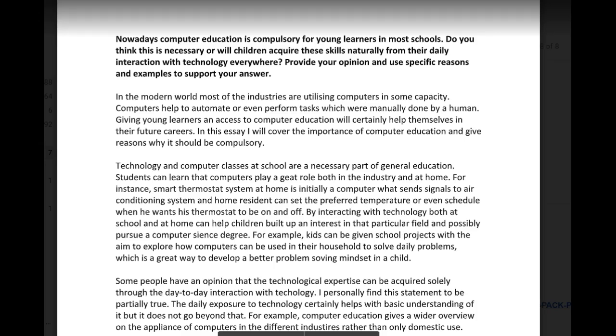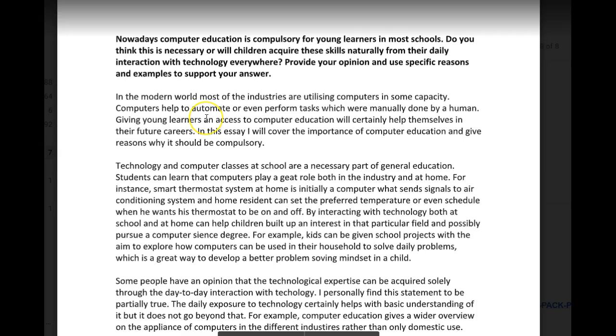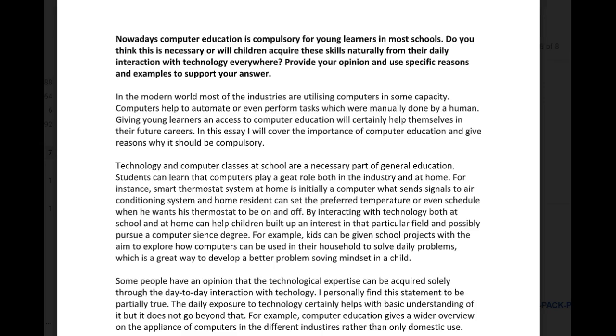Good. In the modern world, most of the industries, okay, not most of the industries, but most industries are utilizing computers in some capacity. Computers help to automate or even perform tasks which were manually done by a human. Giving young learners access, without the "and," to computer education will certainly help them in their future careers. In this essay, we'll cover the importance of computer education and give reasons why it should be compulsory.